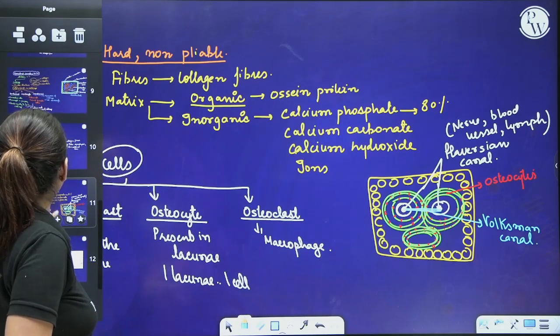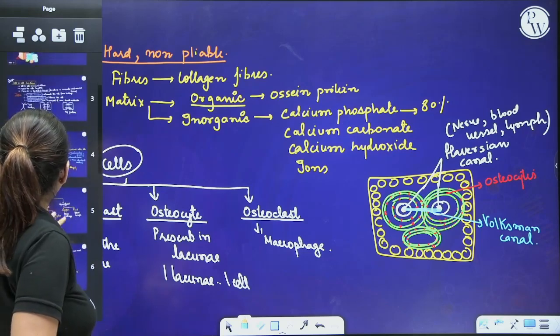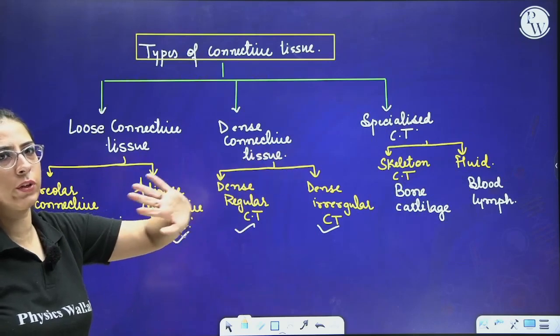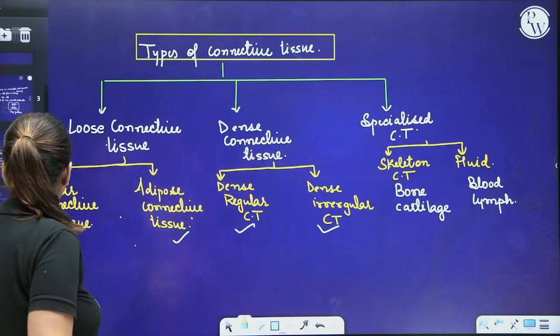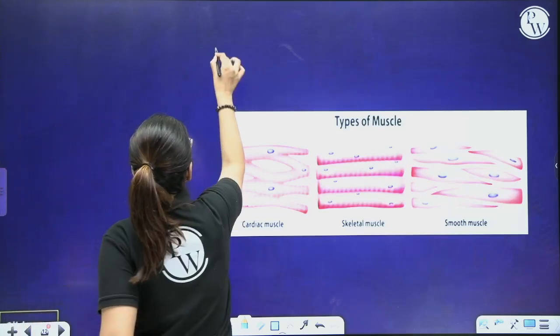Now we are done with the bone and the cartilage. Come to this diagram, come to this chart. Where is the chart? Yes. So we are done with the bone and the cartilage. Blood and lymph we'll be studying in the chapter Body Fluids and Circulation. In detail we'll be discussing over there. Now let's talk about the types of muscles.